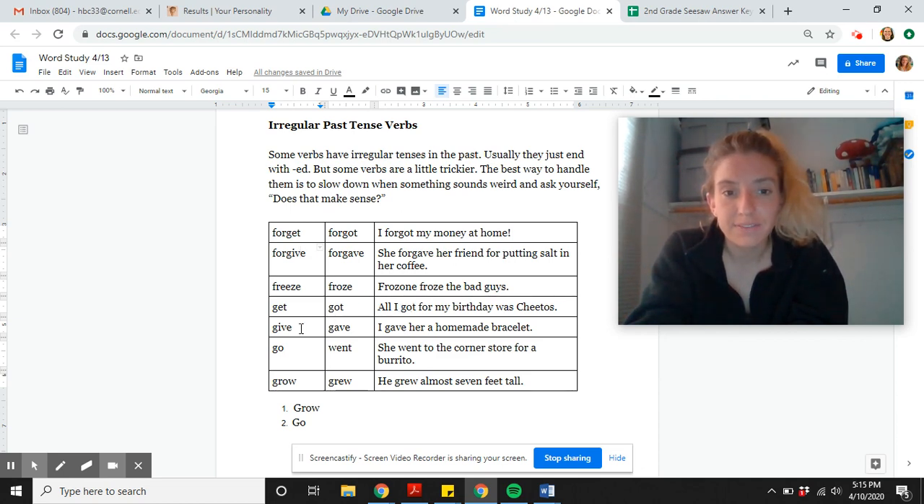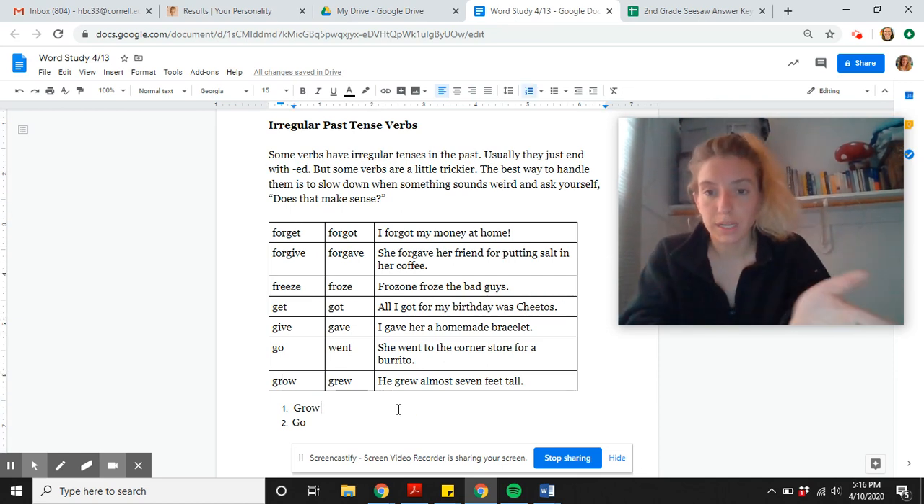Past tense of give is gave. Like I gave her a homemade bracelet. Past tense of go is went. Like she went to the corner store for a burrito. My roommate used to do that all the time. Past tense of grow is grew. He grew almost 7 feet tall.